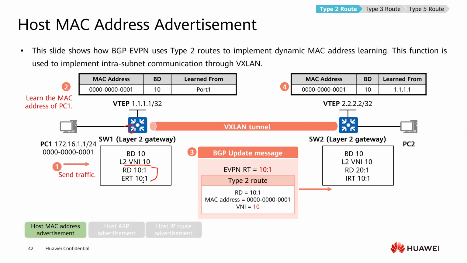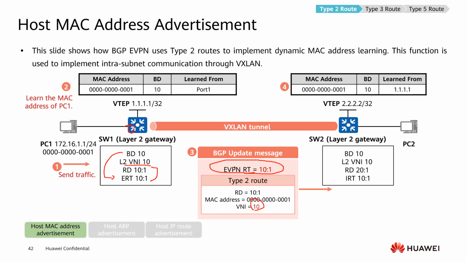After the VTEP learns the MAC address of PC1, it will generate a VTEP type 2 route. In this type 2 route, it will carry the RD value, the MAC address, the VNI value, and also the EVPN RT value, which is the RT value inside BD10. Then switch 2 will receive this packet.